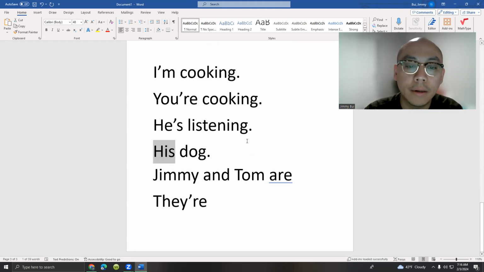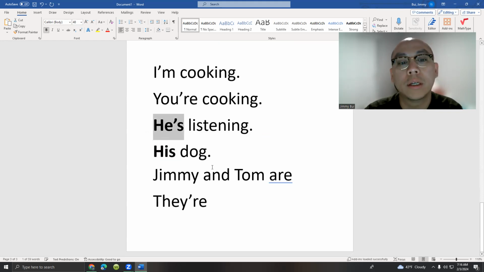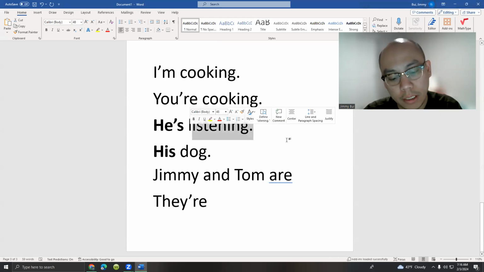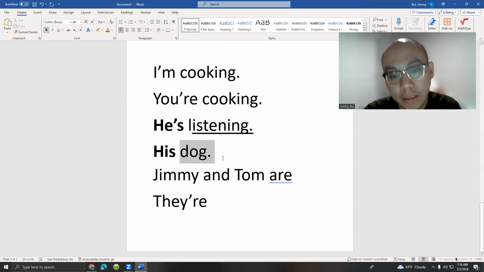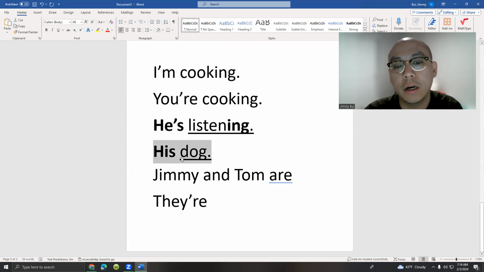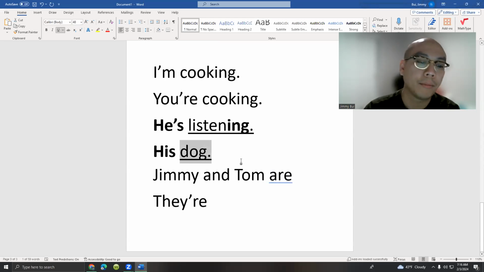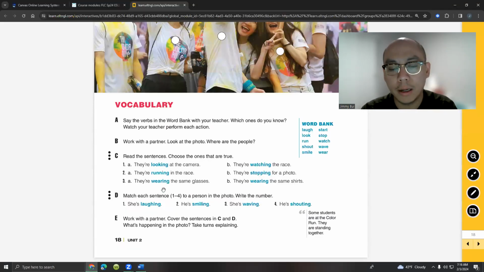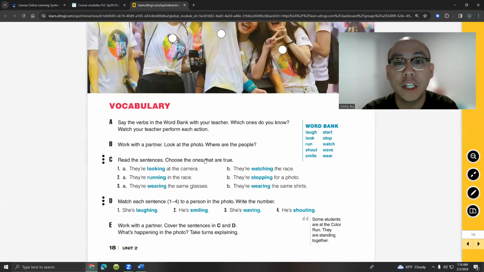Now, for example, he's listening, his dog. Possessive adjectives here. Again, we'll review this, but just a quick note. He's, his. Sounds very, very similar, right? But that next word is so important to know and identify the meaning. If it is a verb with ing, he's listening, he is. His dog, possessive adjective, because dog is not a verb, it is a noun. Okay.